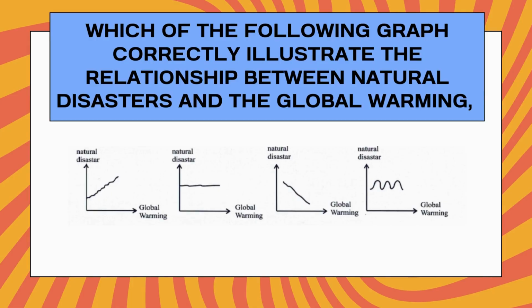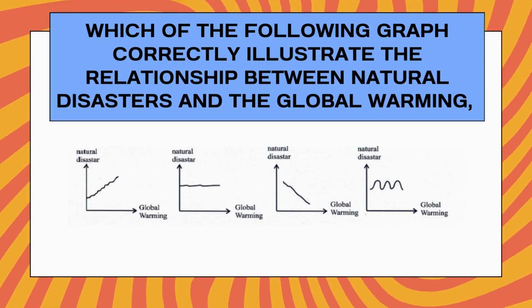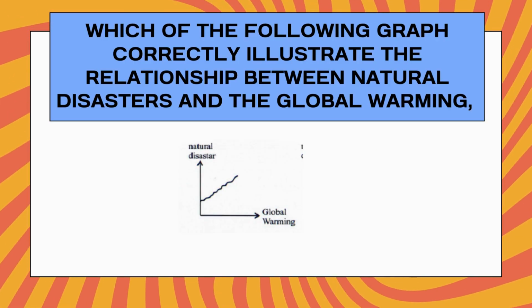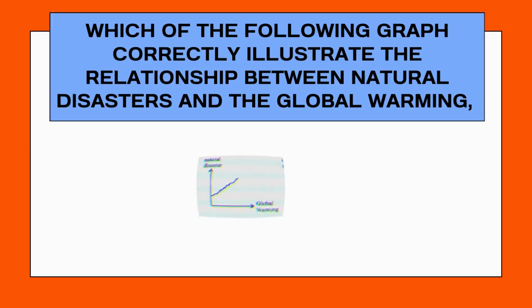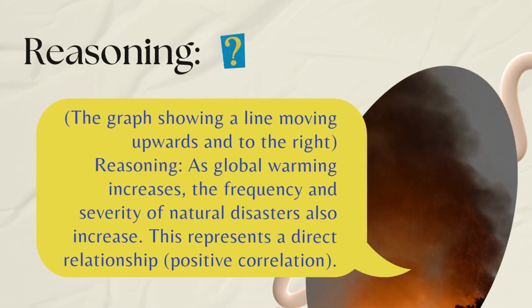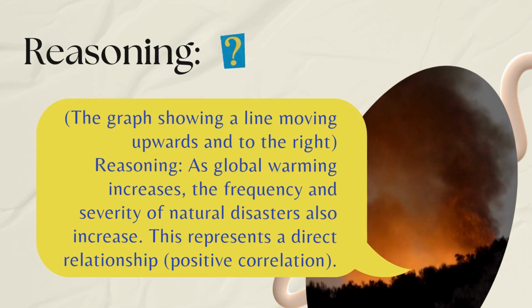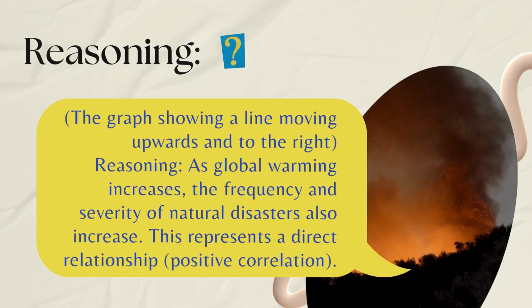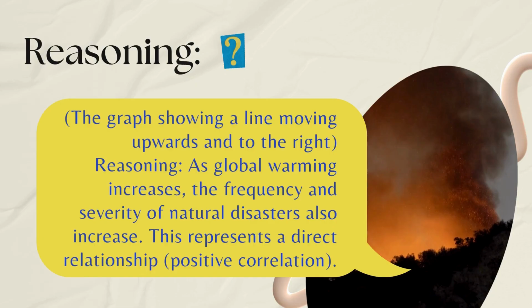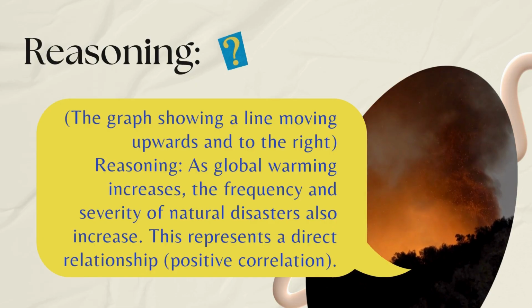Graphs and relationships. Question: which of the following graphs correctly illustrates the relationship between natural disasters and global warming? Answer: 1. The graph showing a line moving upwards and to the right. Reasoning: as global warming increases, the frequency and severity of natural disasters also increase. This represents a direct relationship, positive correlation.